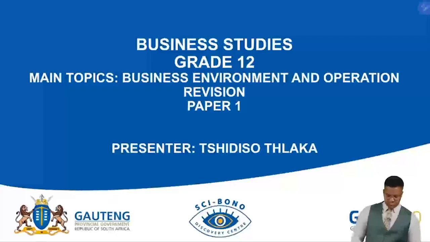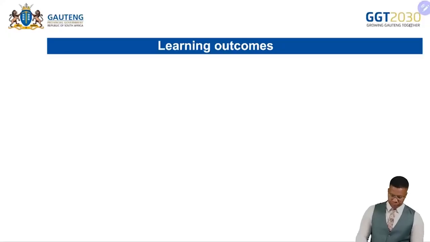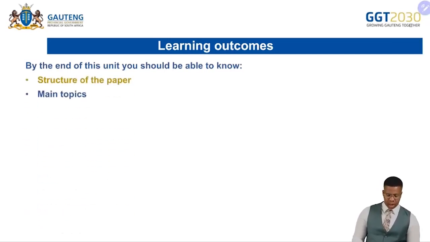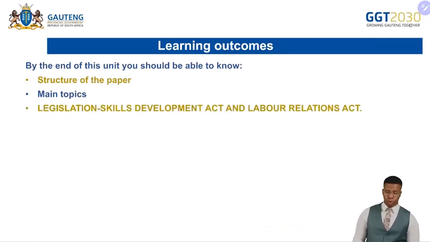Today we look into the main topic we call the business environment and business operation, because now we start with our revision for paper 1. Now, learning outcomes. By the end of this lesson, you should be able to know the structure of the paper. You should also know the main topics that will be assessed, and the focus will be on business environment because we'll be looking into two legislations, which is your Skills Development Act and the Labor Relations Act. Remember, it's a revision, and remember that paper 1 has aspects of your term 1.